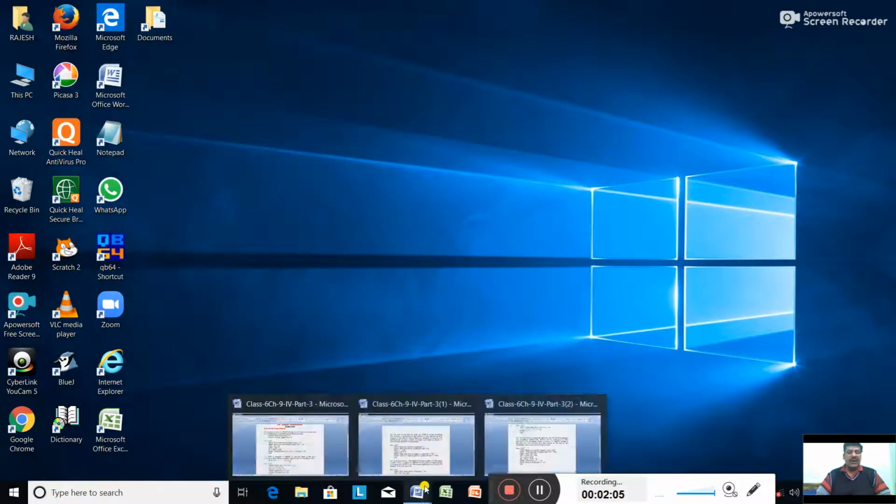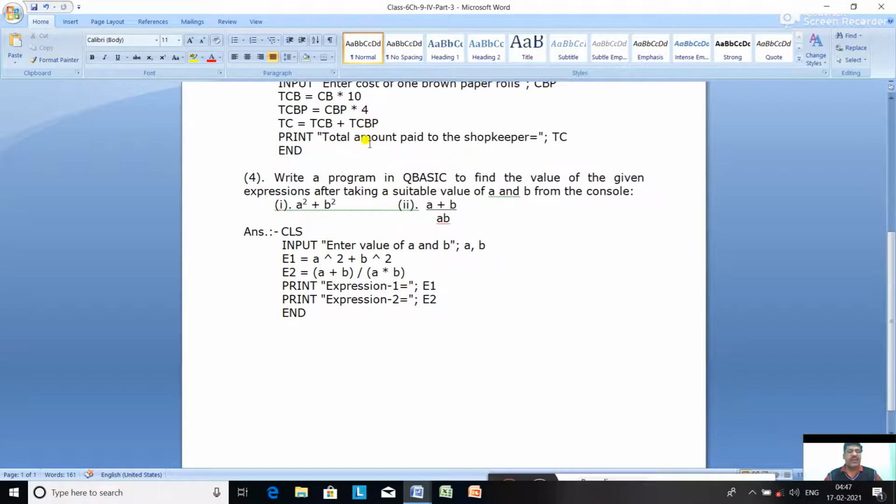Question number 3 done. Now next question is question number 4. Write a program in QBasic to find the value of the given expressions after taking a suitable value of A and B from the console. Console means keyboard. We have to input the value of A and B using the keyboard. There are two expressions. Expression 1 is A square plus B square and expression 2 is A plus B divided by A into B. AB means A into B.